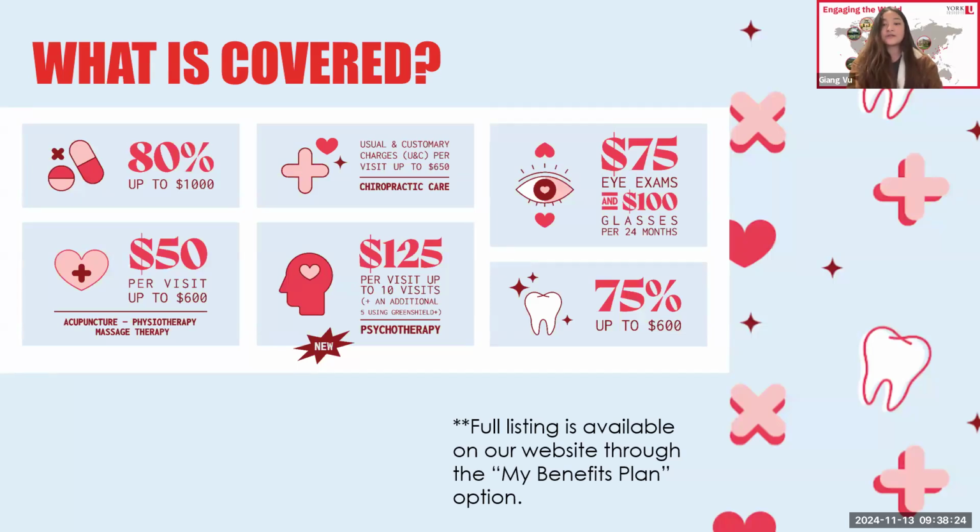Prescription is 80% up to $1,000. Acupuncture, physiotherapy, massage therapy is $50 per visit up to $600. Chiropractic care is subject to usual and customary charges per visit up to $650. Vision care is $70 per 24 months for the eye exam and $100 per 24 months for glasses and contact lens. And the dental care is $70 up to $600.